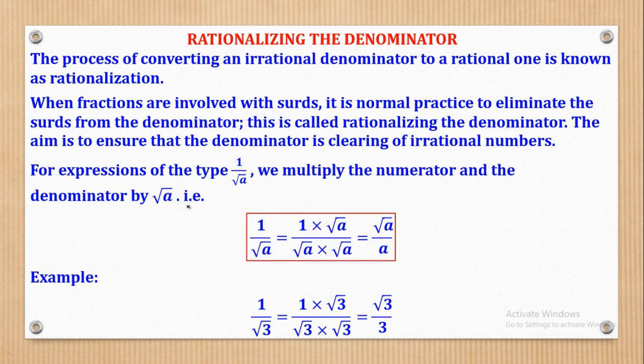So when you do that, for example, if I have 1 over root a, I multiply both up and down by root a to give me this step. So 1 times this gives you root a, and this gives you a. So in this case, the denominator is now rational, it does not have a surd. For example, if I have 1 over root 3, I multiply both up and down by root 3 to give me root 3 over 3, which is okay.